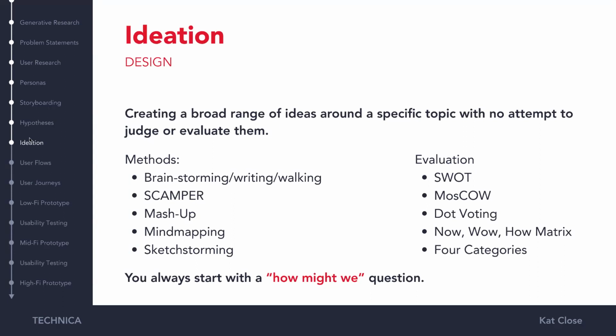This is where you're just brainstorming stuff, right? Your hypothesis will let you know, okay, if we do this, then it'll lead to a positive outcome. Well, what does this look like? That is ideation. It's coming up with what does this look like, right? Methods include brainstorming, Scamper, mashup, mind mapping, and sketchstorming, right?